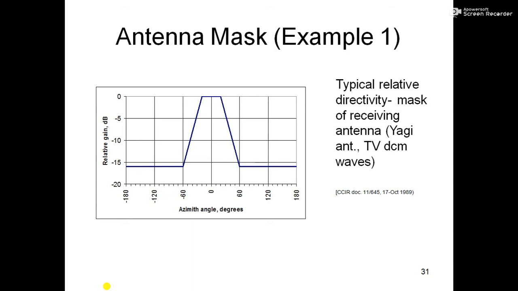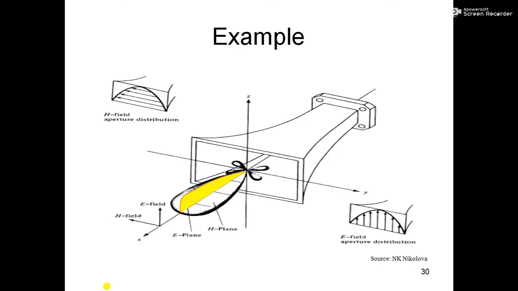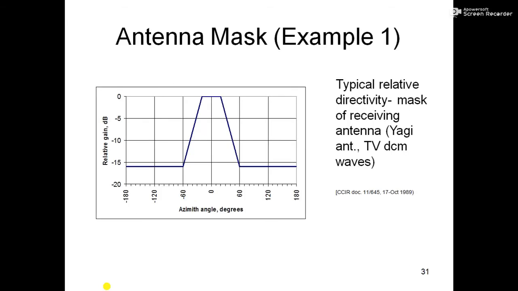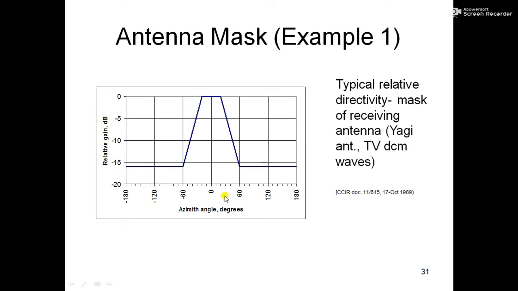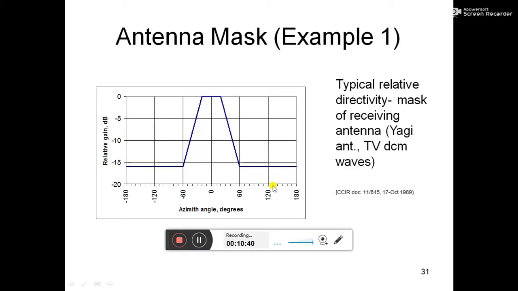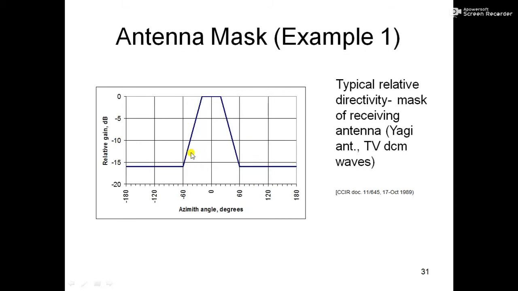Then we have the antenna mask. So what is the antenna mask? If it is a directional antenna, then what happens? Suppose this is a directional antenna. It receives power at only one particular angle, and you can see this, for example, in this antenna.